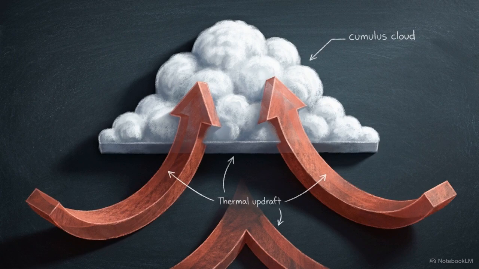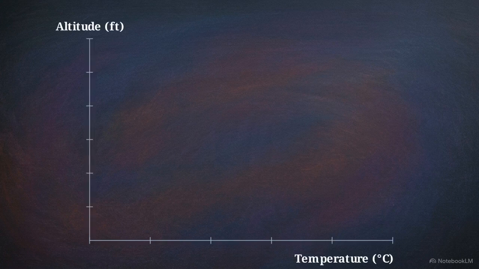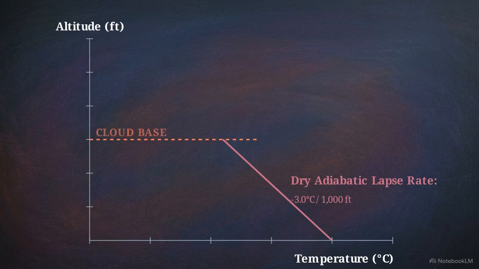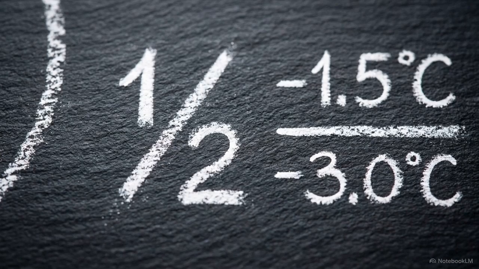A critical thermodynamic energy transfer occurs right at this boundary layer. By changing from a higher energy vapor state into a lower energy liquid state, the condensing water releases latent heat. This newly released thermal energy immediately counters the cooling effect of expansion, altering the mathematical cooling rate of the rising air column. Inside the cloud, we switch to the saturated adiabatic lapse rate. Driven by latent heat, the saturated air cools at approximately 1.5 degrees Celsius per 1,000 feet. This is exactly half the cooling rate of dry air.